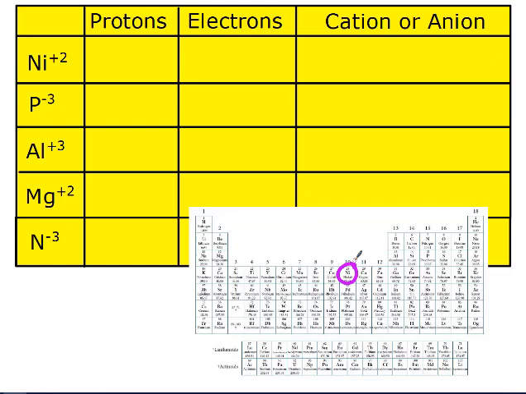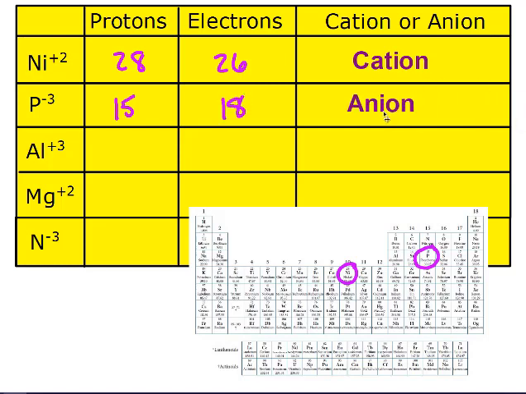So there was nickel. You should have had 28 protons, 26 electrons, and you should have said that that was a cation. Notice we have a net of 2 protons. Phosphorus is down here. It's number 15, so we had 15 protons. It's a -3 charge, which means I have 3 more electrons than protons. And it was a negative charge, so it should be an anion.